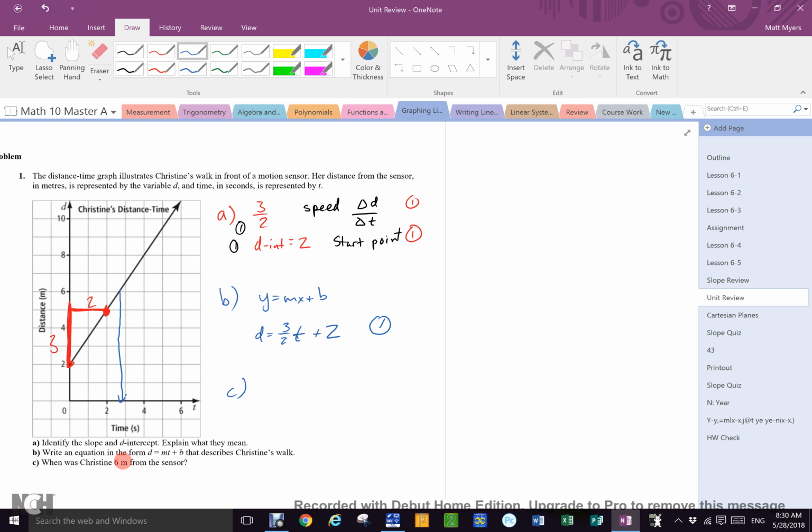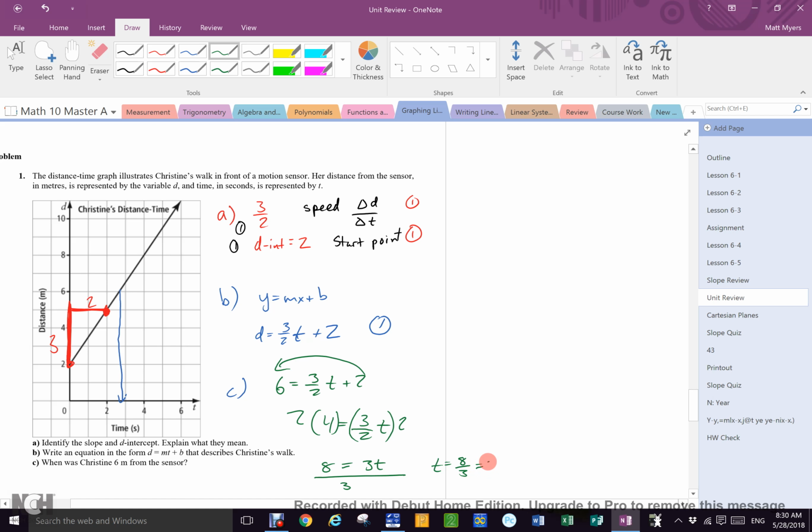Put it in the equation. Does 6 go in for d or t? d, because it is 6 meters. 6 equals 3 over 2 t plus 2. Bring the 2 over there. 4 equals 3 over 2 t. Multiply both sides by 2. 8 equals 3t. Divide both sides by 3. t equals 8/3, which is 2 2/3, which is pretty darn close to where our guess was. All that for 1 point, making that question out of 6.